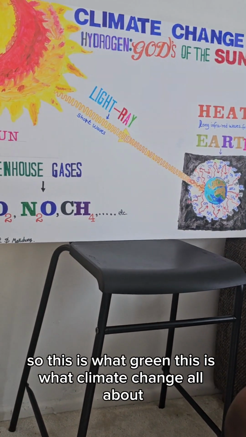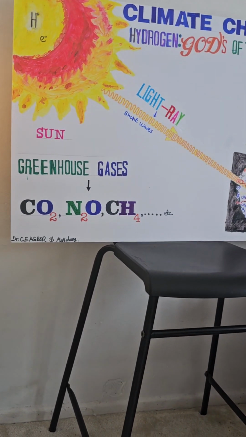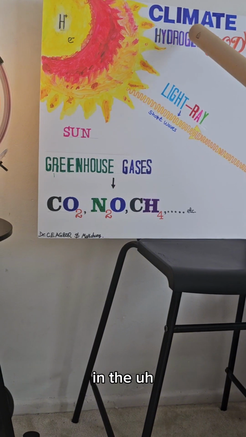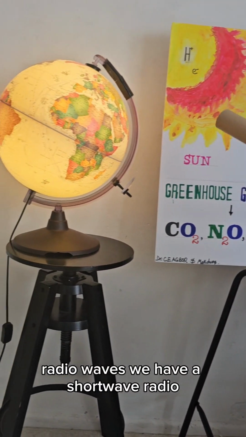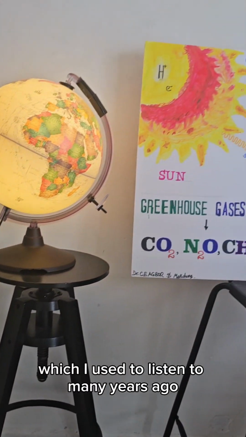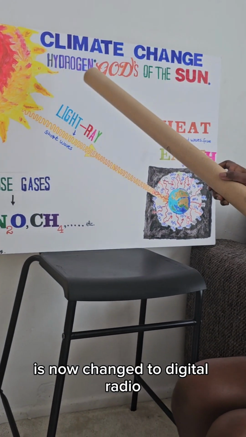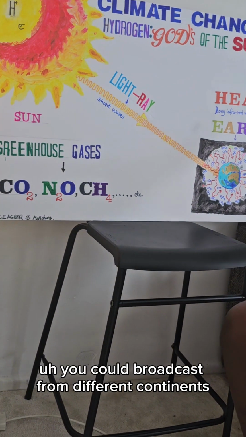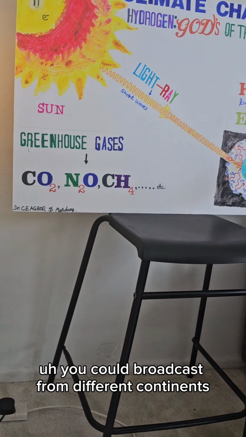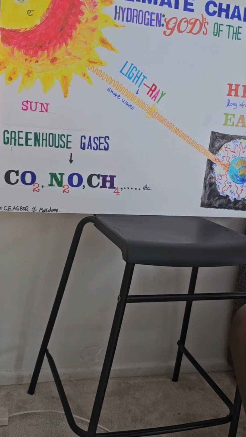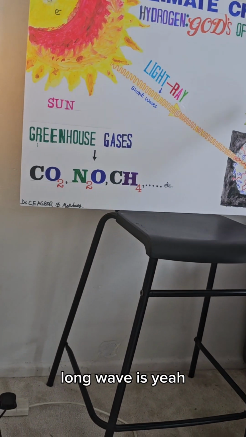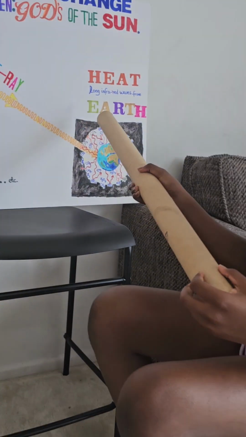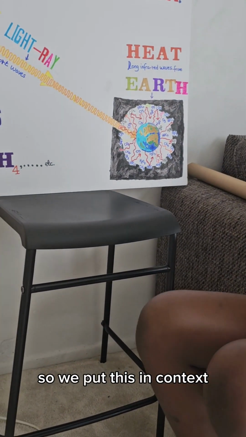So this is what climate change is all about. We can also see waves in radio waves. We have shortwave radio, which I used to listen to many years ago. It's now changed to digital radio. With shortwave radio you could broadcast from different continents and listen to other continents, whereas long wave is mostly surface radio, with less energy. So we'll put this into context.